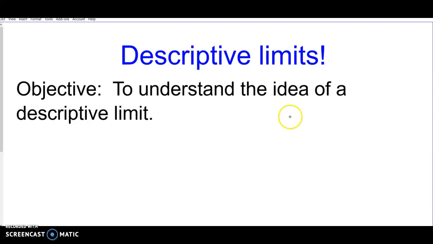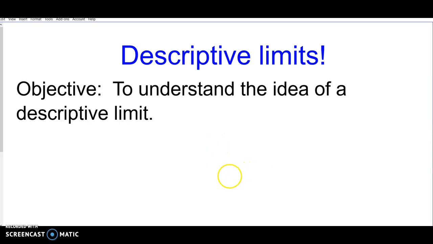Descriptive limits. So, descriptive limits. We are describing the behavior of the graph still. I mean, that's what limits are. We describe behavior of the graph. Descriptive limits only happen when the y values are going towards infinity or negative infinity.